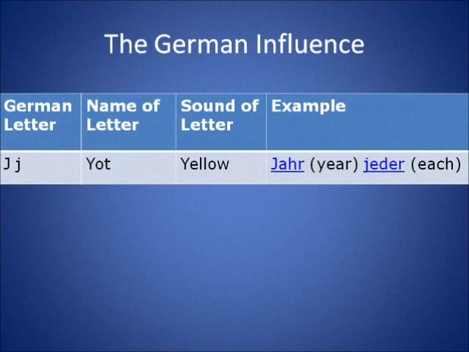Again, the German influence on the letter J. Because in the German language, their alphabet, the letter, well, as we call the letter J, but they don't call it the letter J. They call it the letter Yacht. And the sound, of course, makes as the word yellow. I have two examples there, two German words. Now, the first one is pronounced Yah, and not Jah, but Yah, making the Y sound, and Yater, with the Y sound. So, their letter J makes a Y sound.